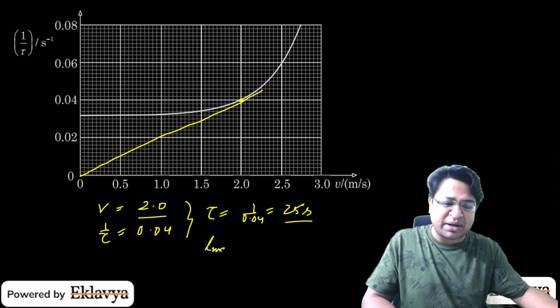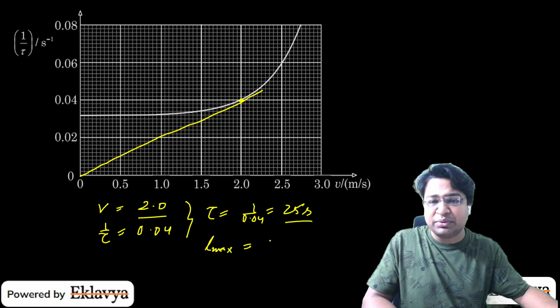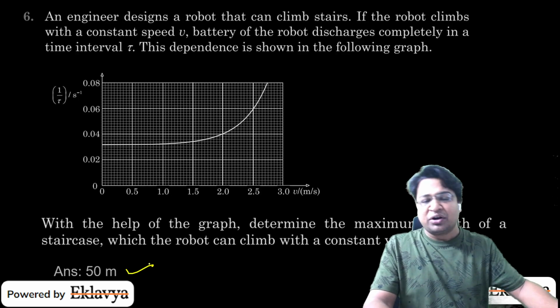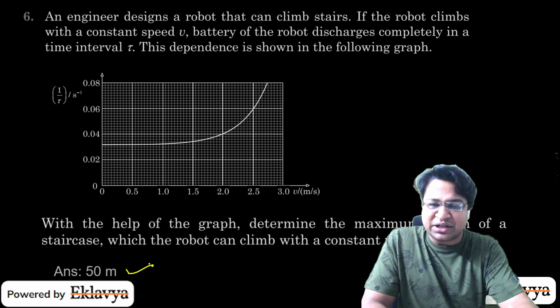So the maximum distance that the robot can cover will be given by the product of these two, which is 50 meter. So 50 meter would be the answer to this question, as we can see here. All right, students, so that is how we can do this question.